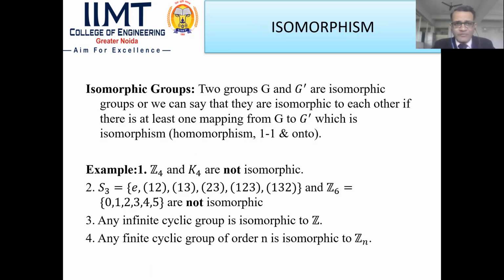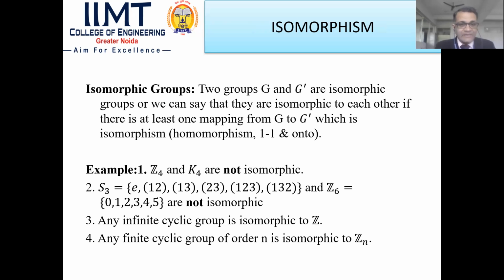Now, what are isomorphic groups? Two groups G and G prime are isomorphic groups, or we can say that they are isomorphic to each other, if there is at least one mapping from G to G prime which is an isomorphism, that is, a homomorphism which is 1-1 and onto. Now we have examples. Z4 and K4 are not isomorphic. Why not isomorphic? Because Z4 is a cyclic group and K4 is not a cyclic group.